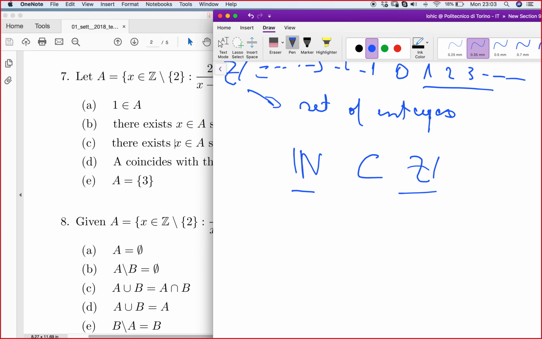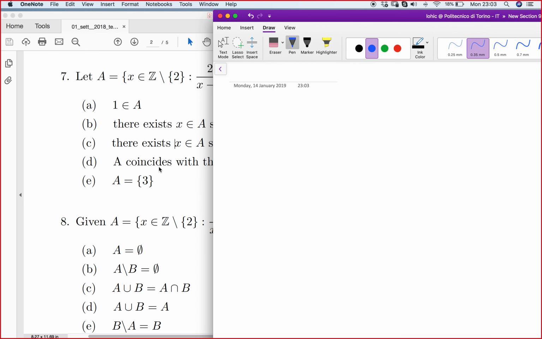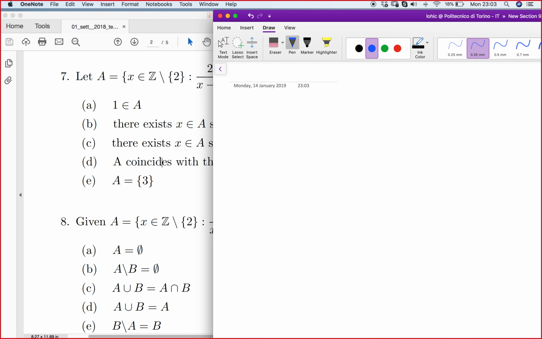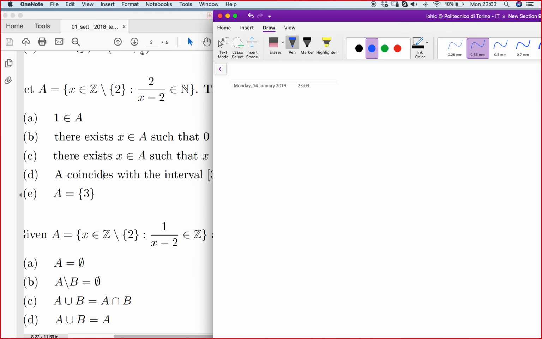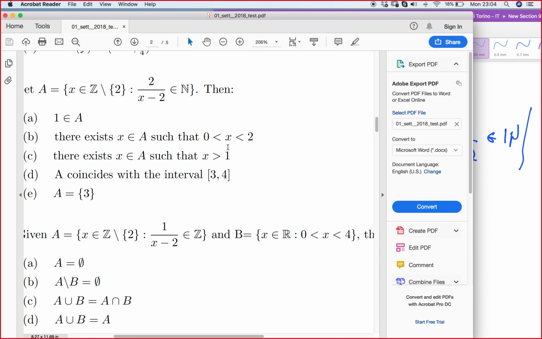Okay, let's take a new page for the exercise. The exercise gave us the set A equal to the set of x belonging to Z except 2, such that 2 over x minus 2 belongs to N. So this is the set A.